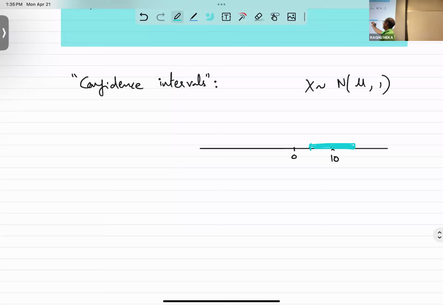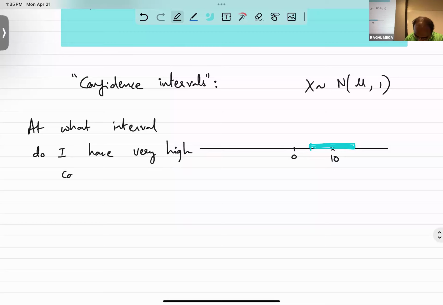Given that I see 10, what's the probability of mu being 10? I can estimate that. What's the probability that it's 11? I can estimate that, and so on. Confidence intervals basically tell you at what interval you have very high confidence for mu to be.